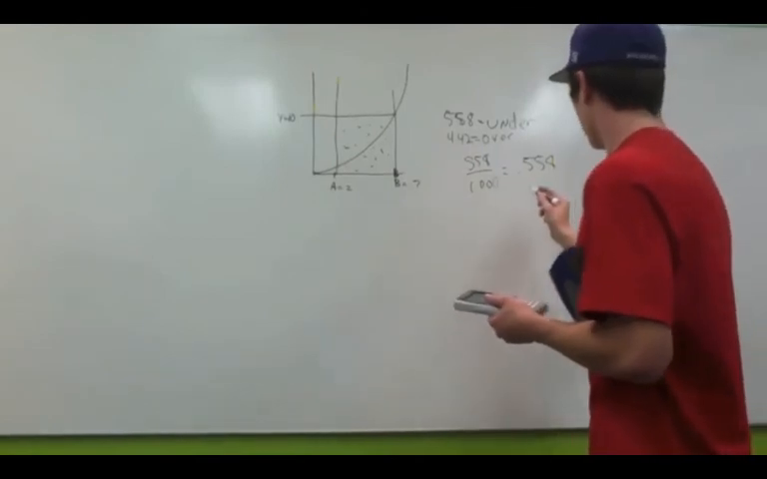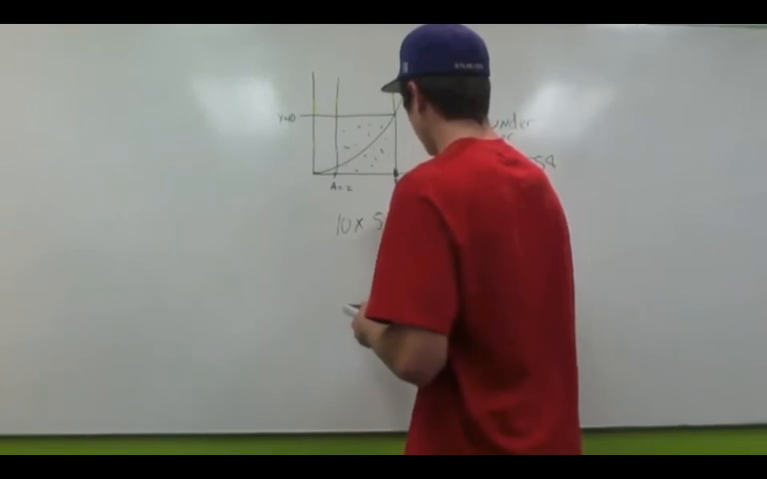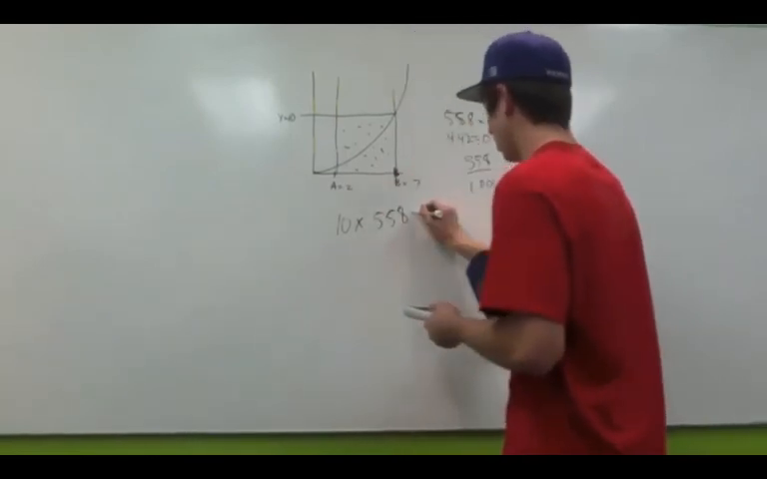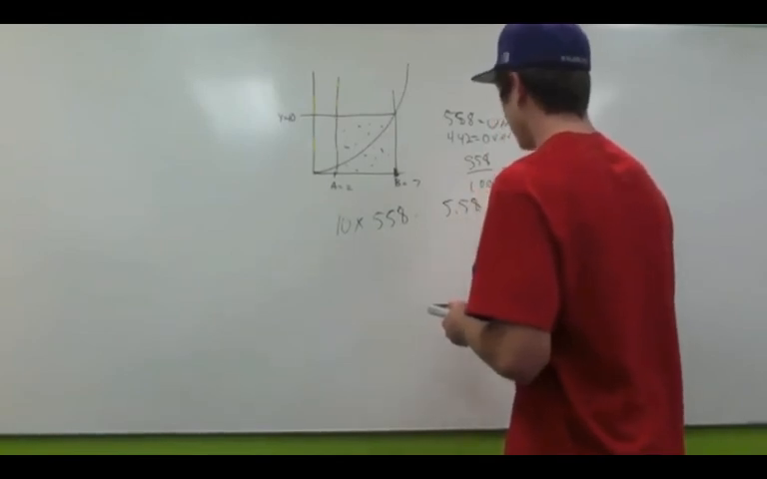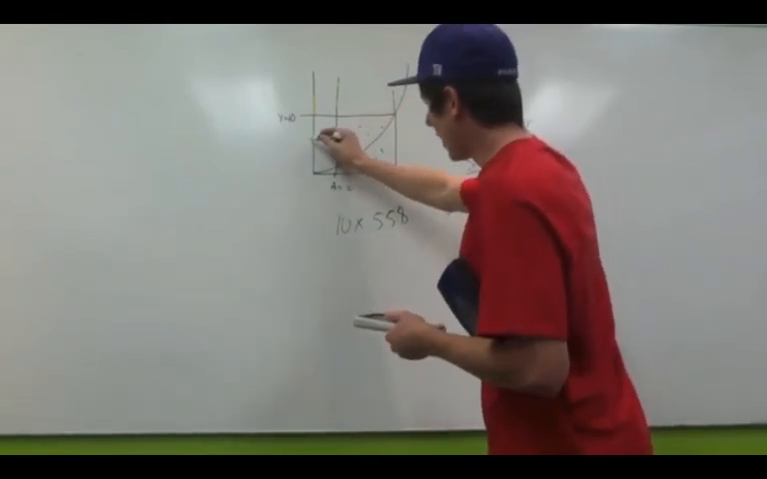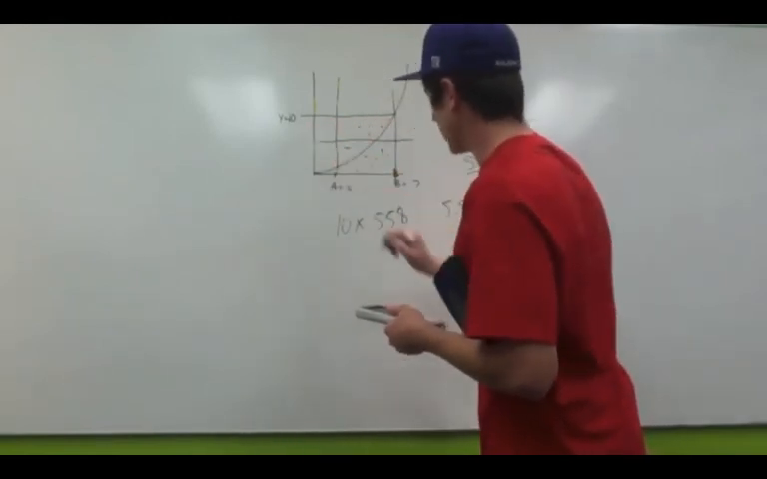So if we take our y value, which is 10, and multiply by 0.558, we're going to get 5.58, which is our average y value, which should be about right there, which is c.